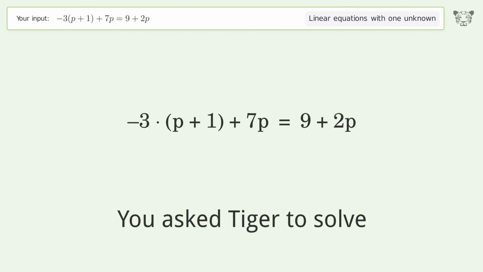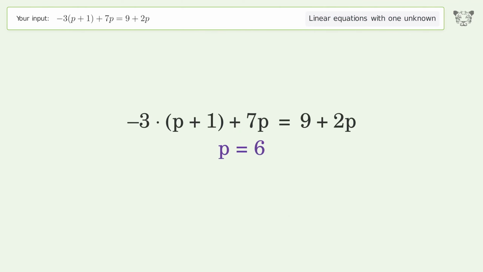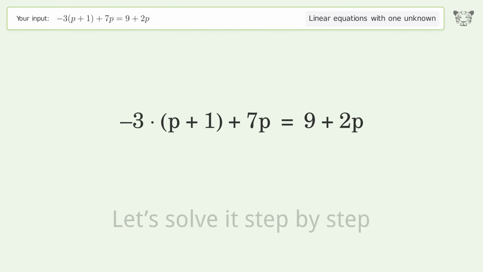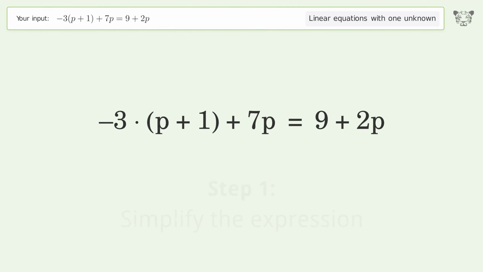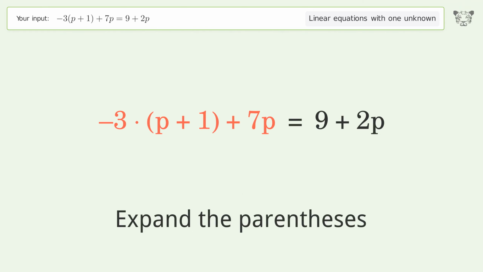You ask Tiger to solve. This deals with linear equations with one unknown. The final result is p equals 6. Let's solve it step by step. Simplify the expression. Expand the parentheses.